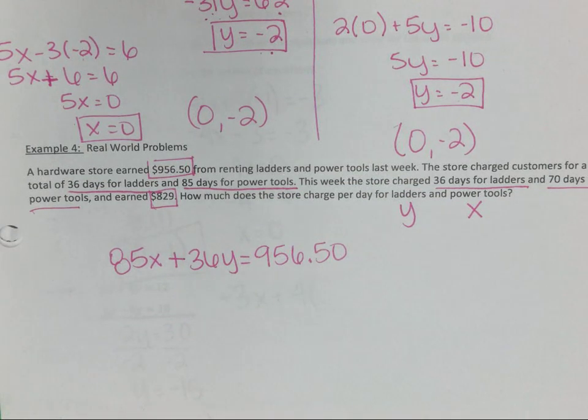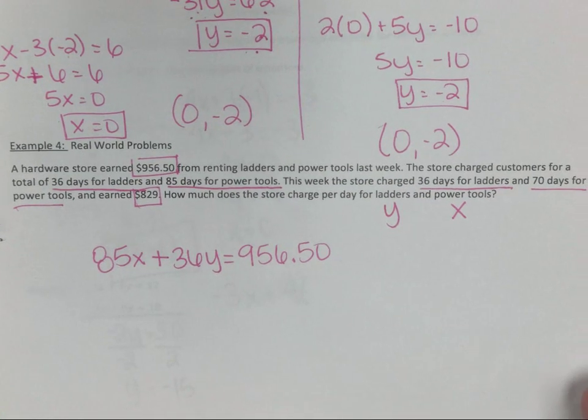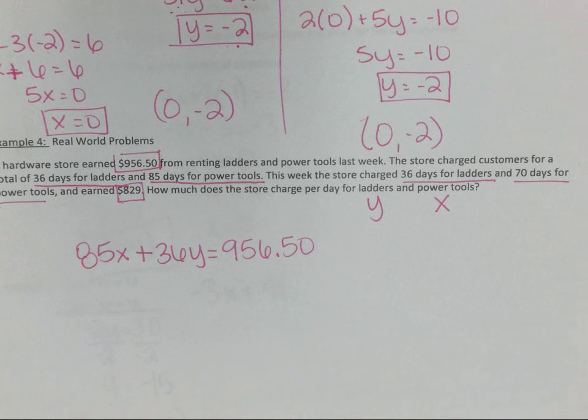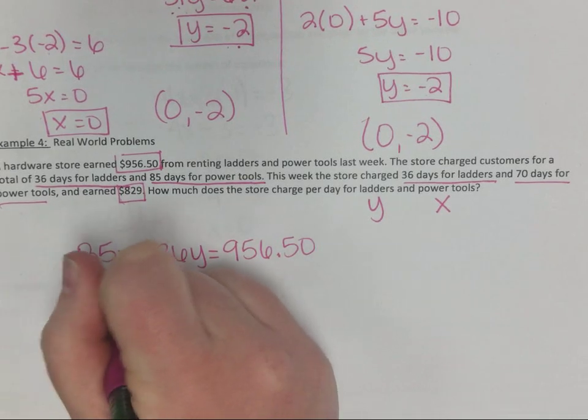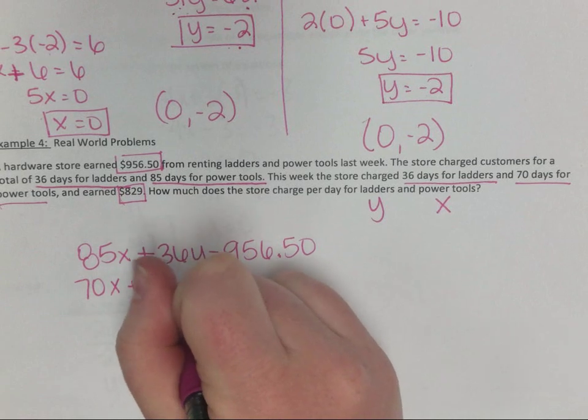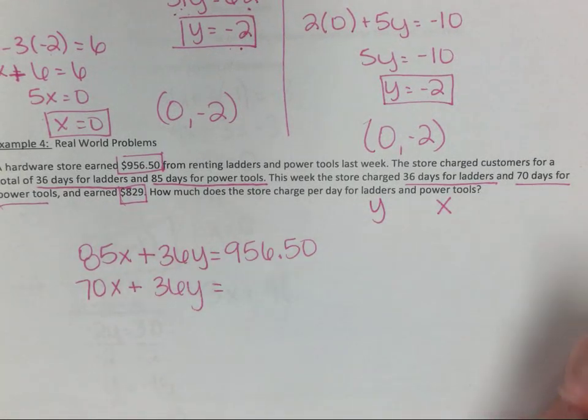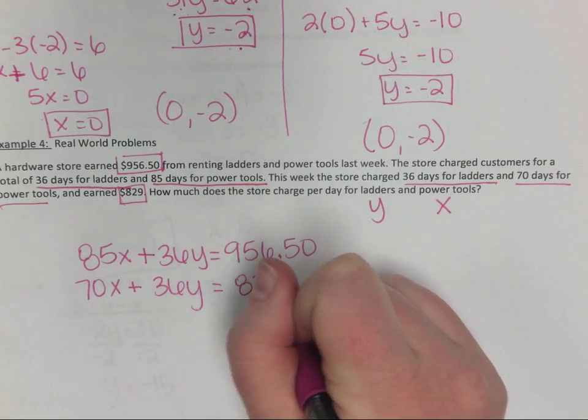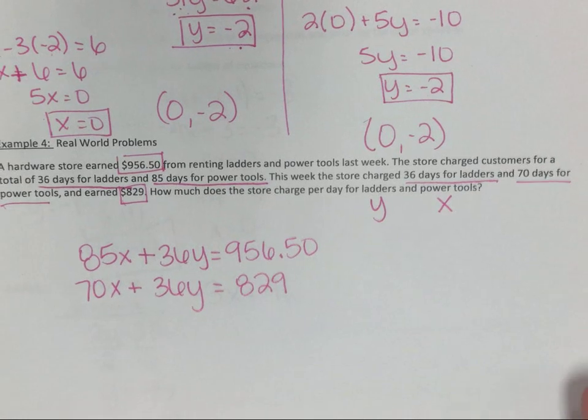Then our second equation is going to be that second week. So 36 days for ladders and 70 days for power tools. So I'm going to do power tools first. So 70x plus what? 36Y. Good. 36y is equal to 829.